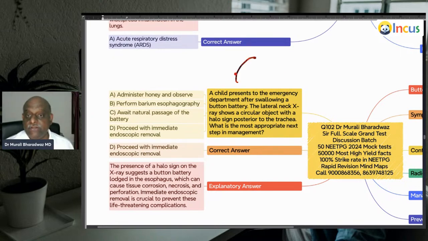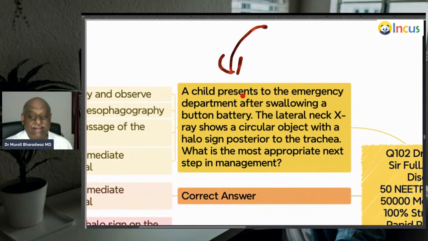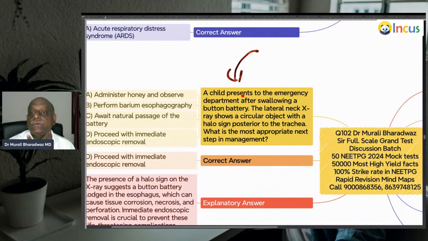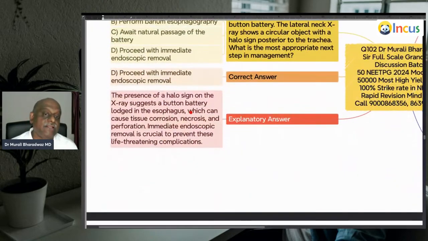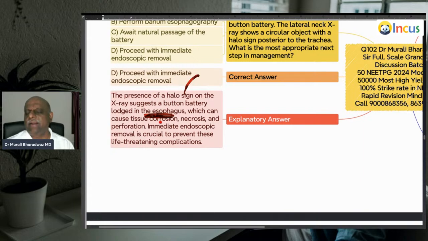A child presents to the emergency department after swallowing a button battery. Lateral neck x-ray shows a circular object with a halo sign posterior to the trachea. So the halo sign on x-ray suggests a button battery lodged in the esophagus.